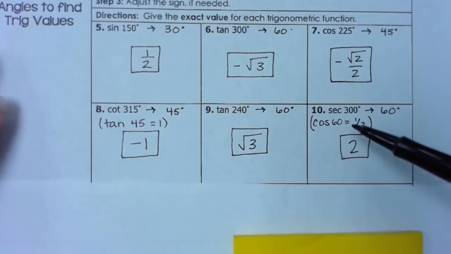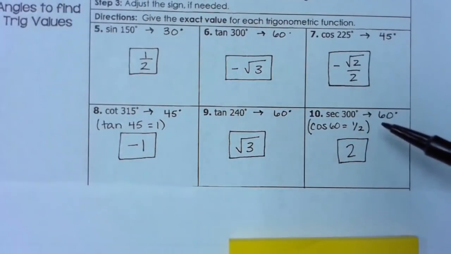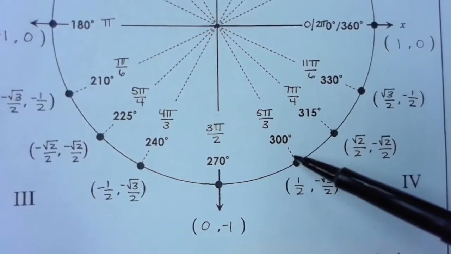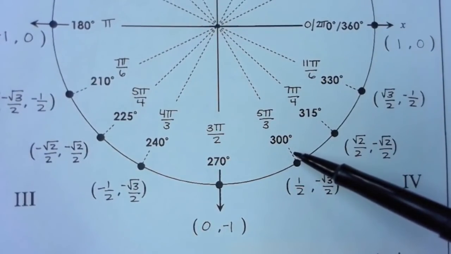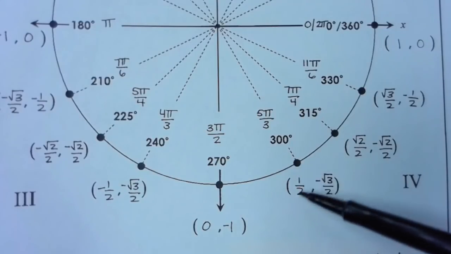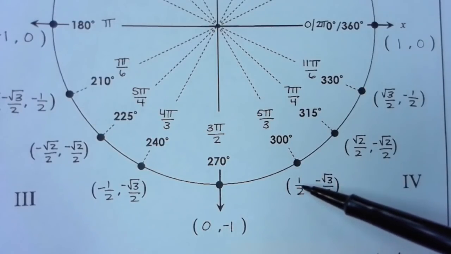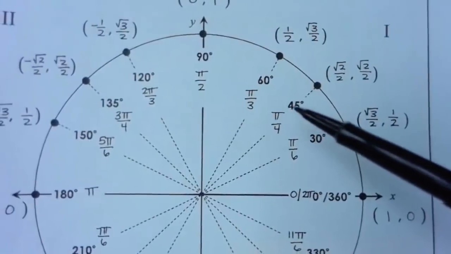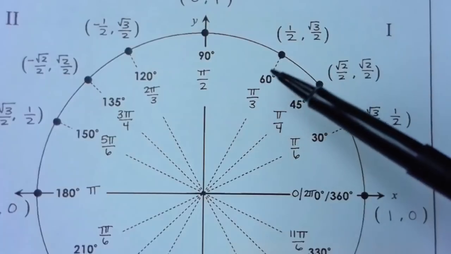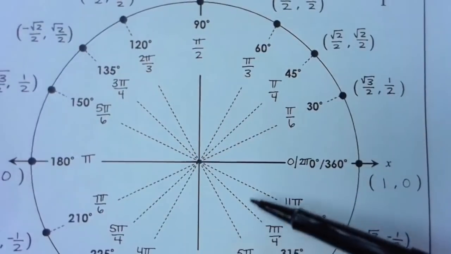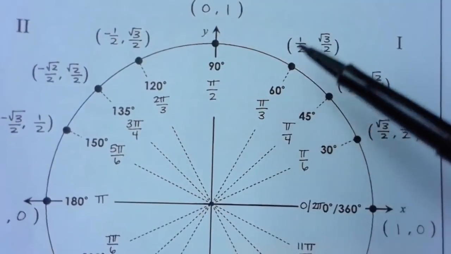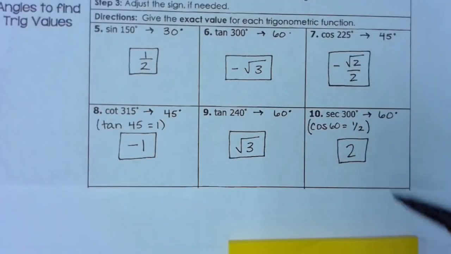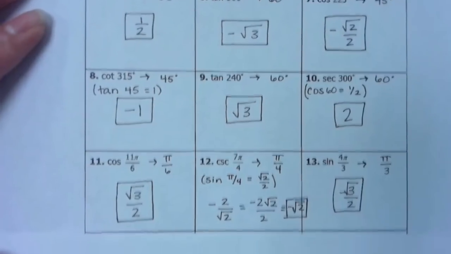Number 10, I have secant of 300 degrees. 300 degrees is right here, in the fourth quadrant, and secant is the reciprocal of cosine. So right here, okay, 1/2. And the reference angle of 300, again, it's 60 degrees. So we're pretty much looking at this one here, except you're in the fourth quadrant where cosine is still positive, so it doesn't change. So you just take the reciprocal of this and you get 2. 2 more rows.